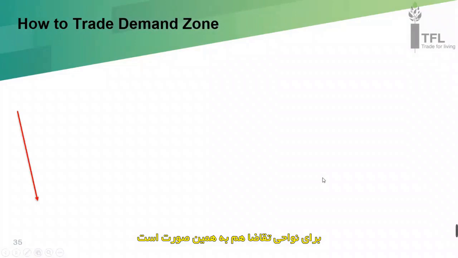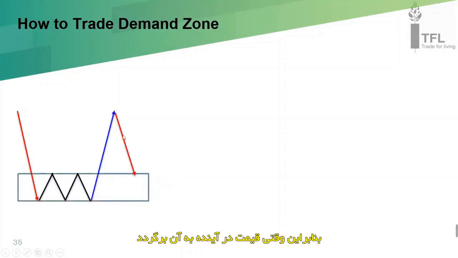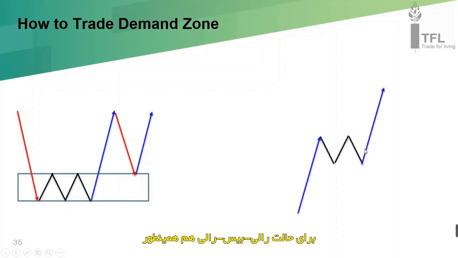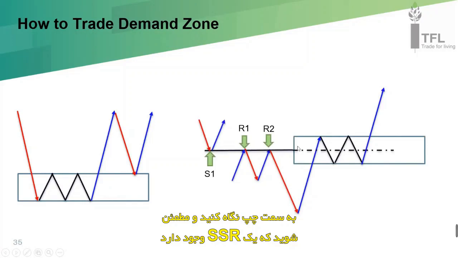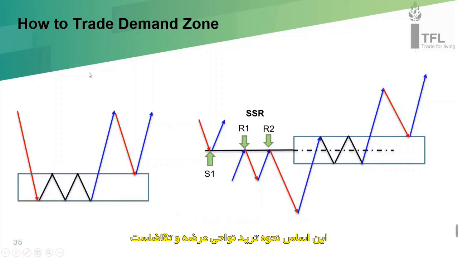Similar for the demand zone. We have the drop, base, and rally, so we have our demand zone over here. When the price comes back in the future, it will likely bounce from this demand zone. Similarly for the rally base rally demand zone, look to the left and make sure that it's an SSR, so that when the price comes back to this area in future, it will rebound as a continuation trade. This is the basics of how we trade supply and demand zones.